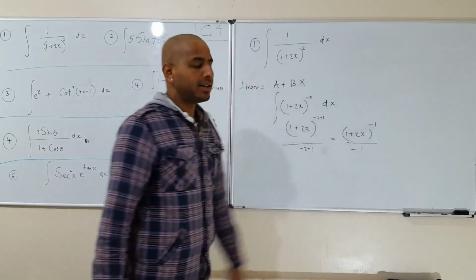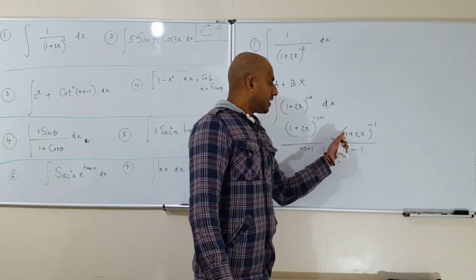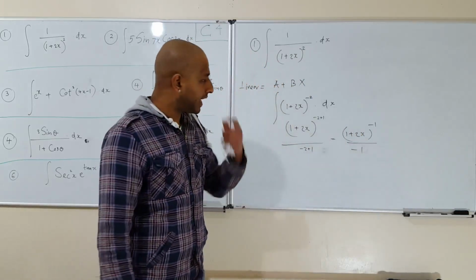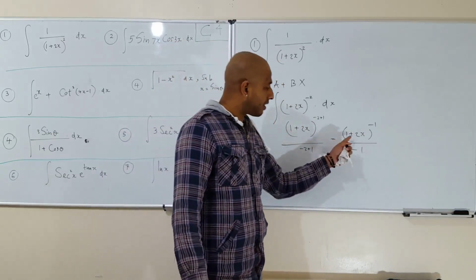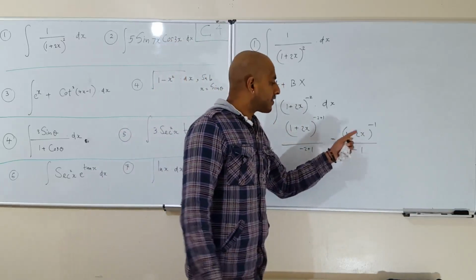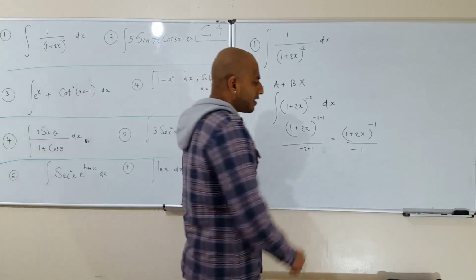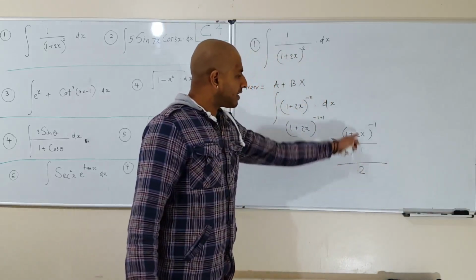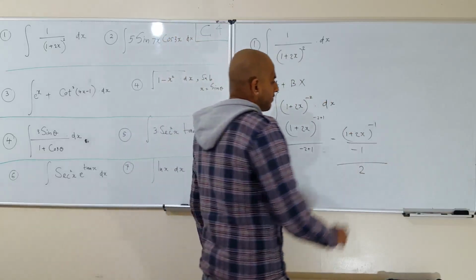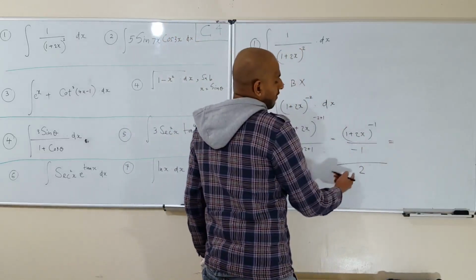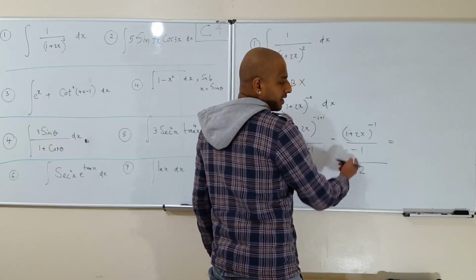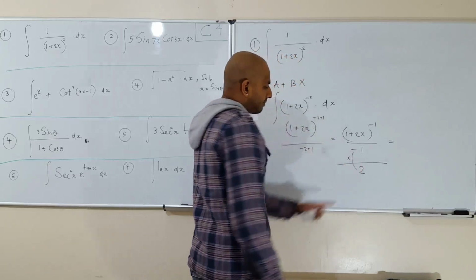However, this is not the end. Now we should differentiate the internal function. If we differentiate 1 plus 2x, what you're going to get is 2, isn't it? Because the differential of 1 is 0, and the differential of 2x is 2. So I'm going to divide the whole thing by that differential. When you're dividing like this, these two things will be multiplied.